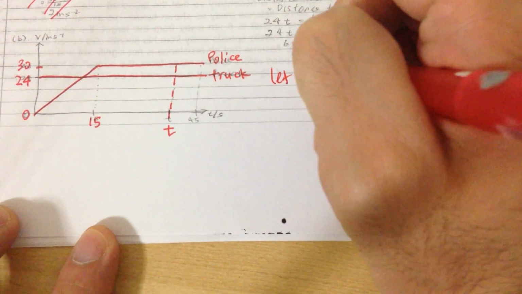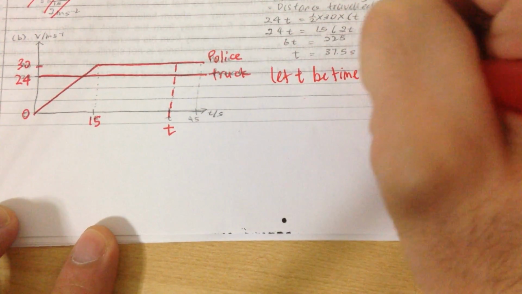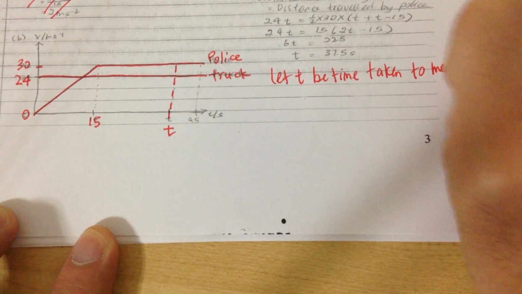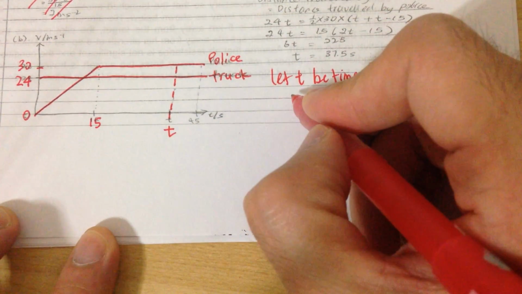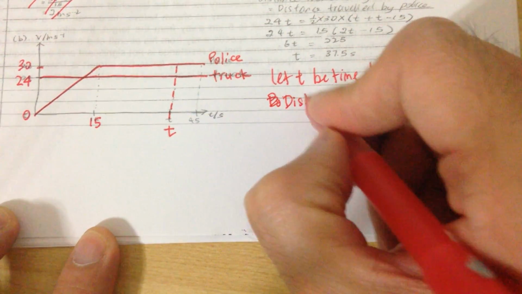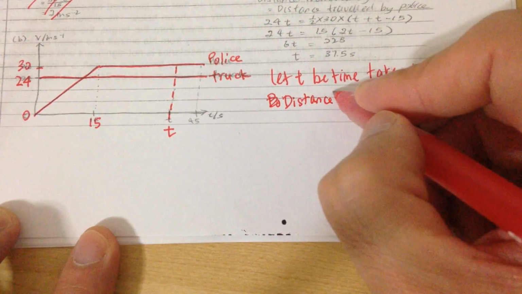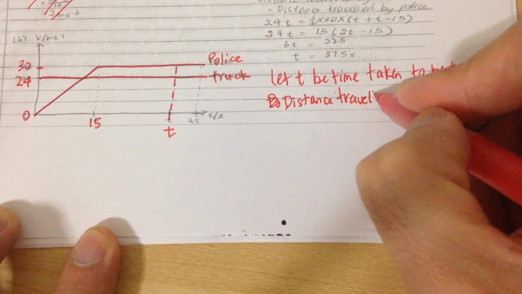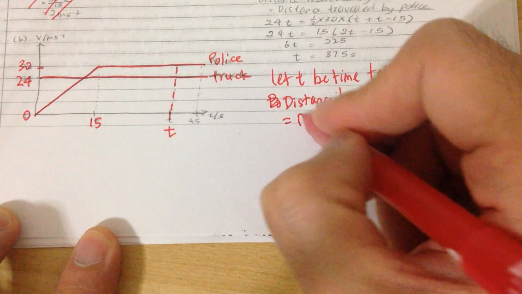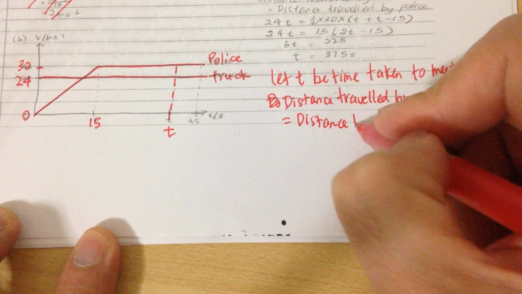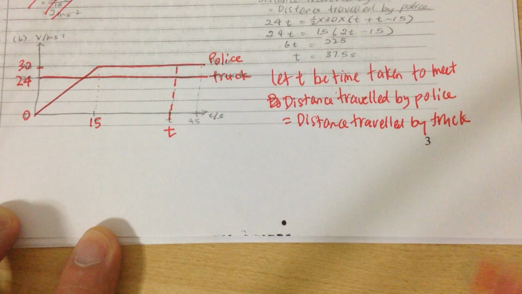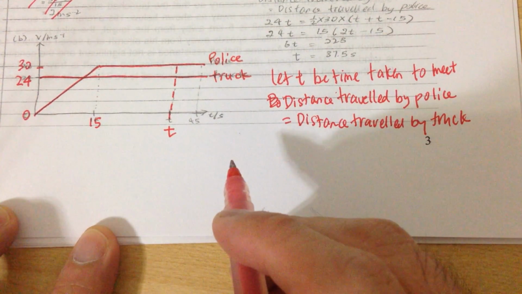So you let t be the time taken to meet. When they meet, the distance traveled by the police will be equal to the distance traveled by the truck. So how do you find the distance traveled by the police?